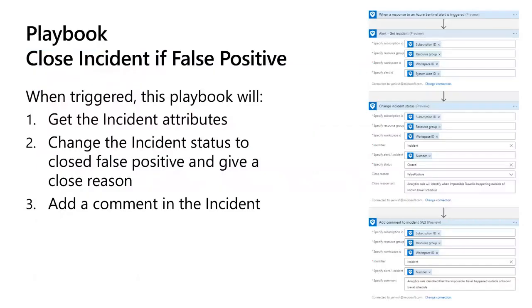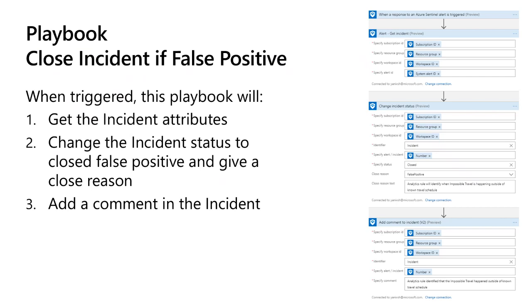So how we close that incident as a false positive is, as part of the analytic, you can assign a playbook to automate. And our playbook that we can automate here is close incident if it's a false positive. So when this is triggered, the playbook will go get the incident's attributes, change the incident status to closed, and give false positive as a closed reason. And it will also then add a comment to that incident so that people will know.